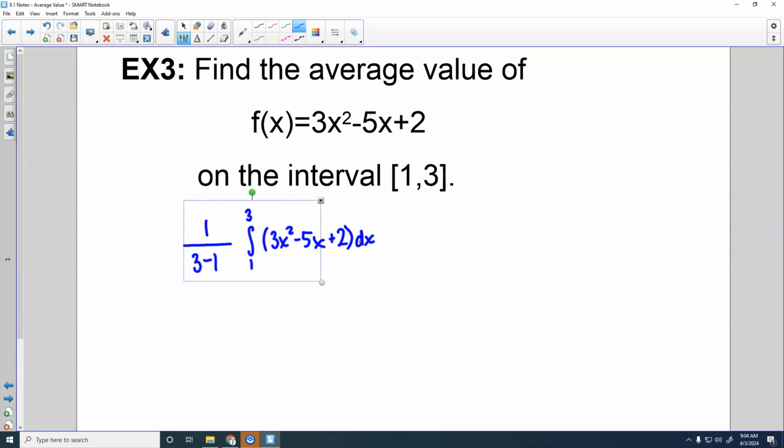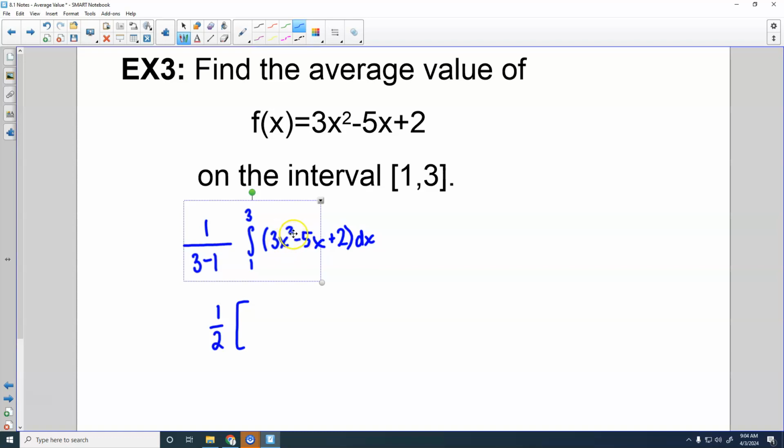This is essentially what we were just doing, where we integrated to find distance, and then we divided it by the time. This 1 over 3 minus 1, that's your dividing. It's sort of factored in there for you. So you're going to have 1/2. Put your bracket right here, or parentheses, but I like a bracket so it doesn't get mixed up.